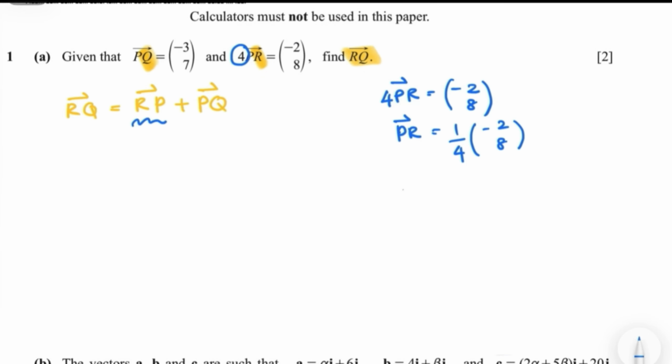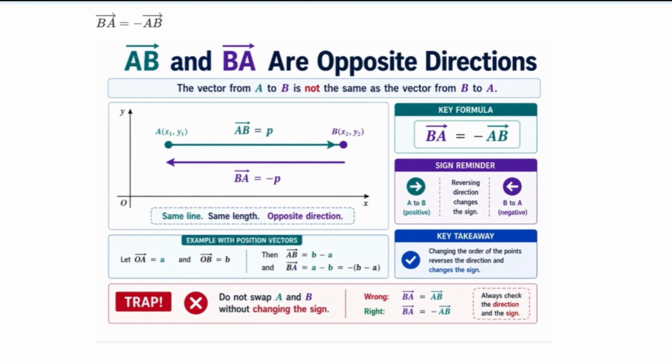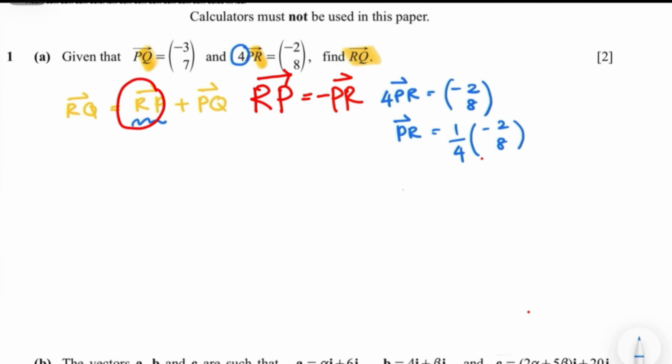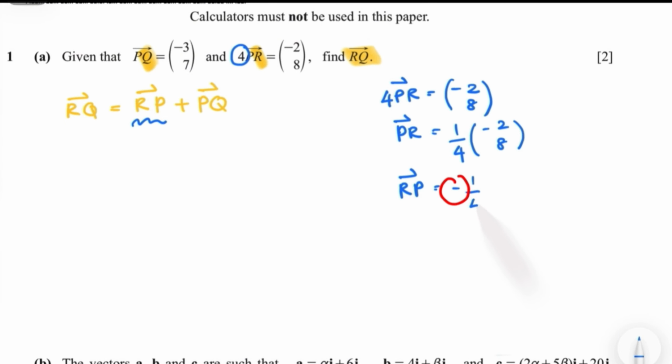We need RP. Direction matters in vectors. If A to B is P, then B to A is negative P. So in our question, RP is the reverse direction of PR. So RP is negative PR. Hence, we just put a negative in front.